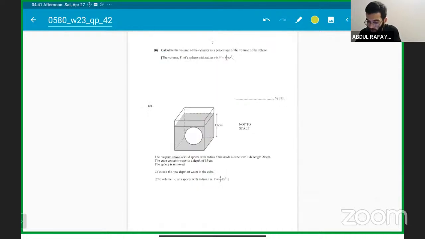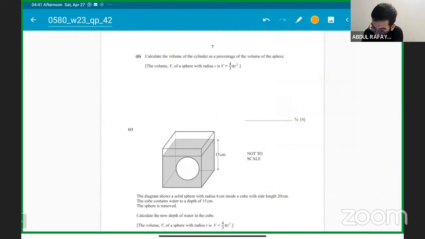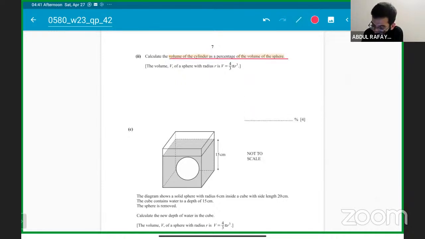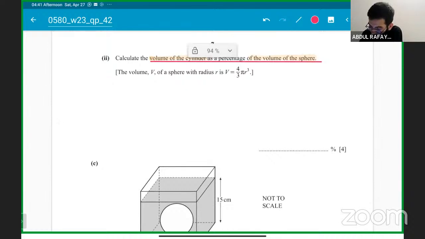Okay, ji. So let's continue. What we have is basically, sir, we have to calculate the volume of the cylinder as the percentage of the volume of the sphere. Very simple: volume of cylinder is percentage of volume of sphere.